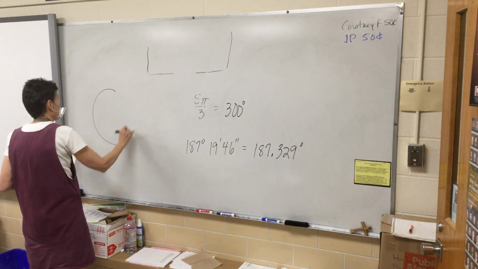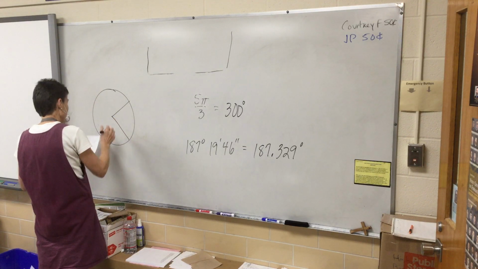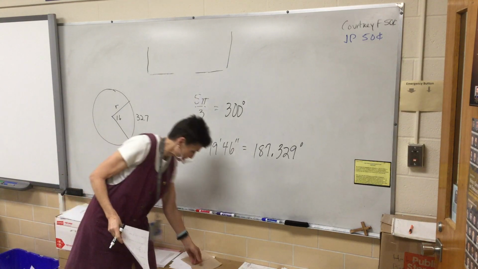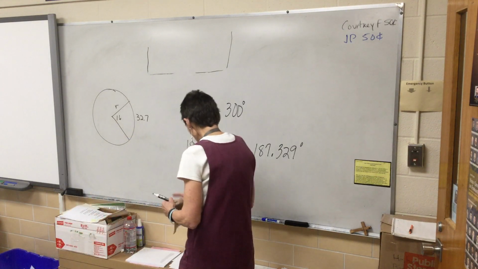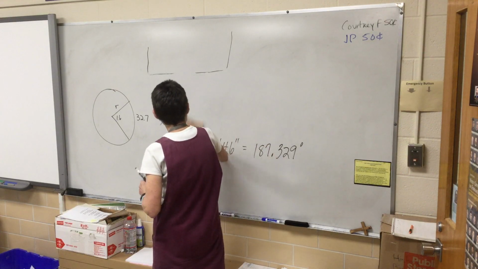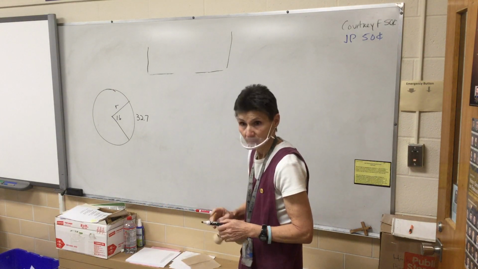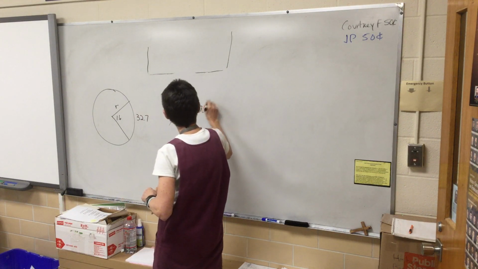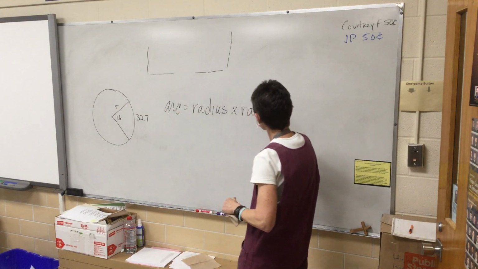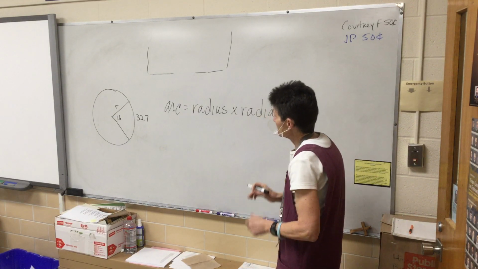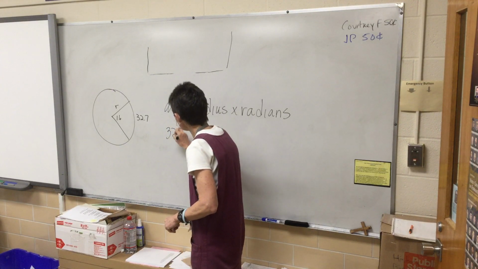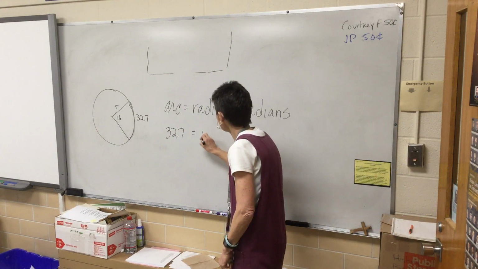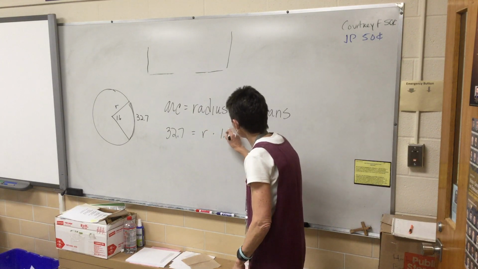Now we have an arc length problem. And we know the angle is 1.6, and the arc is 32.7, and we're going to find the radius. Who remembers the little formula that we use for arc length? Radius times radians. So arc length equals radius times radians. So in this case, we know the arc length is 32.7. This is the arc length right here. So that's 32.7. We do not know the radius, but we know the radian measure of the angle is 1.6.